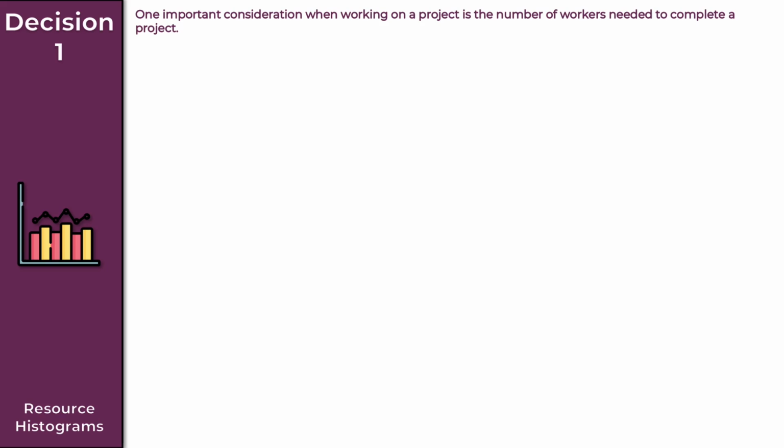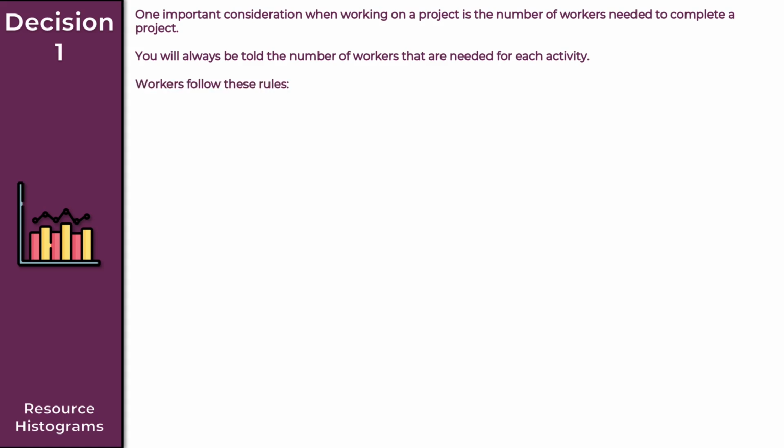In this video, we're going to take a look at resource histograms. One important consideration when working on a project is the number of workers needed to complete it. You will always be told the number of workers that are needed for each activity, and workers must follow these three rules.